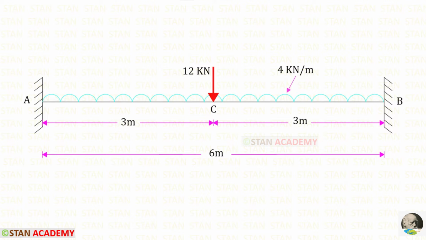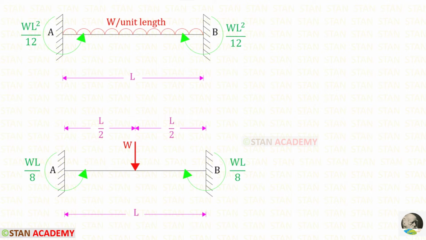To find the fixed end moments at points A and B, we are going to use formulas. If the fixed beam is subjected to a uniformly distributed load for the whole span, the formulas to find the fixed end moments are WL² upon 12 and WL² upon 12. If the fixed beam is subjected to a point load in the center, the formulas are WL upon 8 and WL upon 8. In both cases, we have symmetrical loading. That is why at both ends, we have the same formulas.